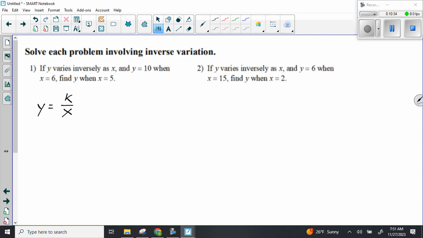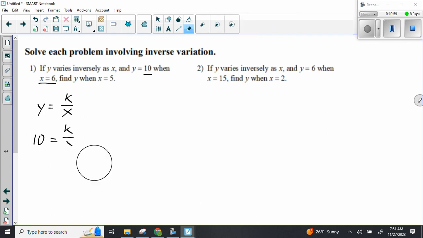All right, so our first plan is to find out what k is. And then we can write an equation for this inverse variation. So if we're given y and we're given x first, we're going to use these two values to figure out what k is. 10 is equal to k over 6.